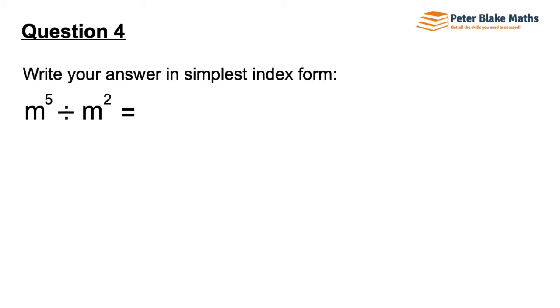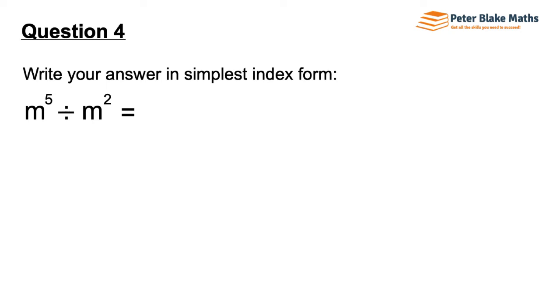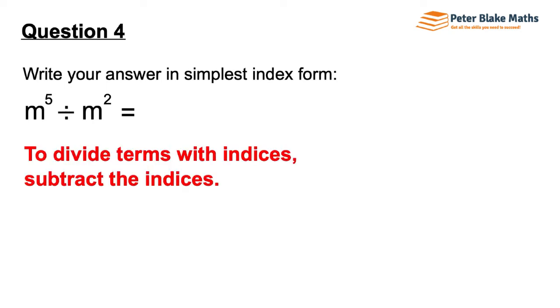Question 4. Write your answer in simplest index form, m to the power of 5 divided by m squared. To divide terms with indices, we subtract the indices. So we're going to do 5 minus 2 for our final index answer there and get m cubed. So we subtract the indices.